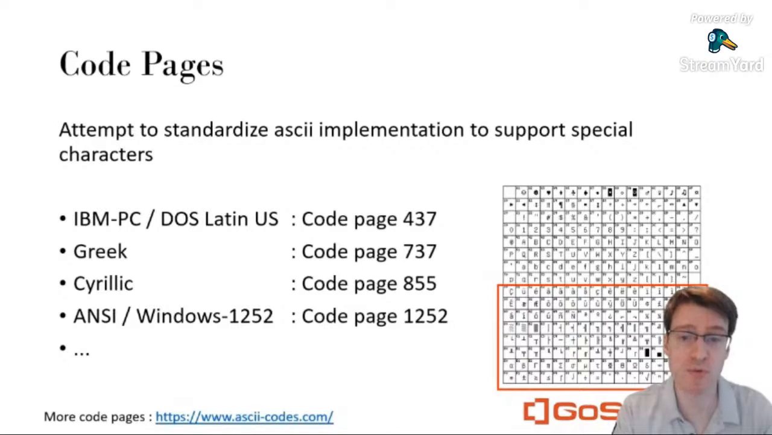So the way we support multiple languages is by defining code pages. For ASCII, a code page defines which characters are included in this extended character set. If we need to encode a text file for a Russian user, then we will need to use Cyrillic, which is code page 855. In North America, the most common code page was the IBM PC or DOS Latin US. This includes French and Spanish characters, so most users would be covered for North America.